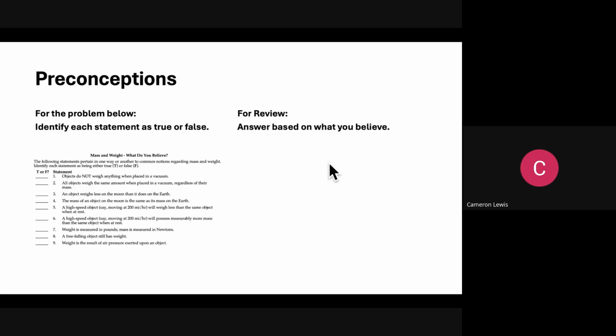All right. Next one. All objects weigh the same amount when placed in a vacuum, regardless of their mass. False. Why do you say false? The mass does matter, but anything mass is different from the weight. Okay. You agree? You said false? Anybody else want to just be that person to say, I disagree? True? You want to argue?